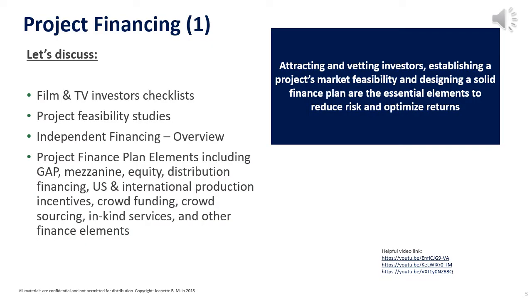Investors today often like producers to focus on the feasibility of a project, as well as a strong finance plan that ideally includes a senior loan, mezzanine, tax credits and production incentives, in-kind services, and other finance elements that balance the finance plan out to diversify the investor's risks.